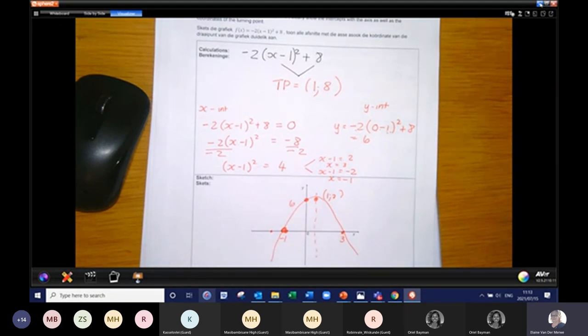Right. Now, this is very unneat because I'm in a hurry, but let's just look at my PowerPoint, then we have a neat parabola. So what did we say?